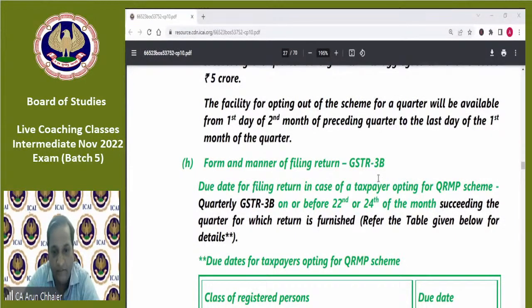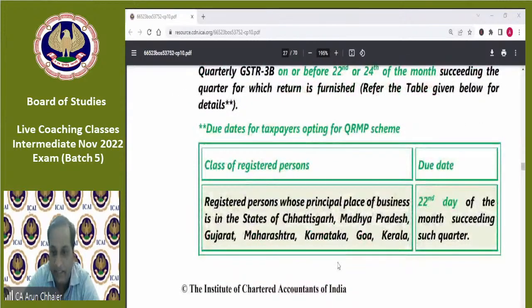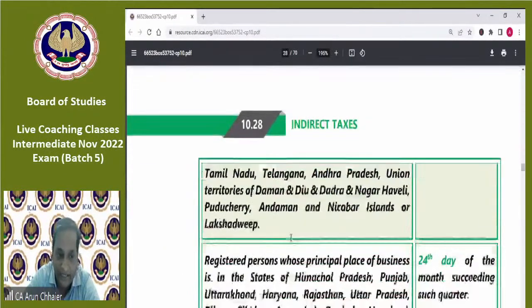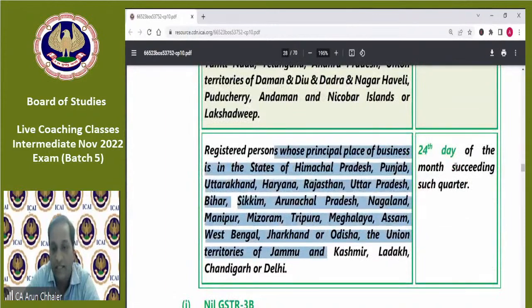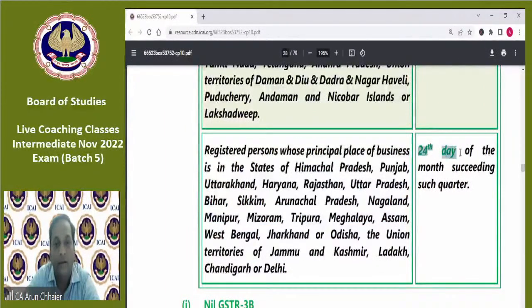Form and manner of GSTR 3B: what is category state number 1? They have given category state number 1, for which the due date is 22nd, and category state number 2, for which the due date of the GSTR 3B is 24th. Please remember these dates are for quarterly GSTR 3B. We have talked about that in case of the monthly, irrespective of your turnover, your due date would always be 20.